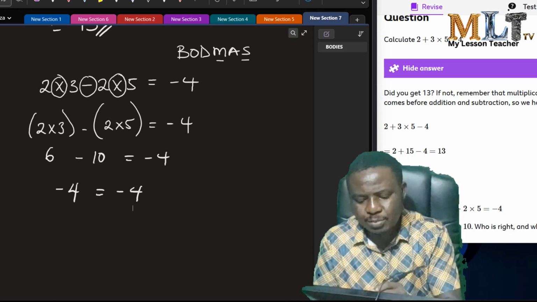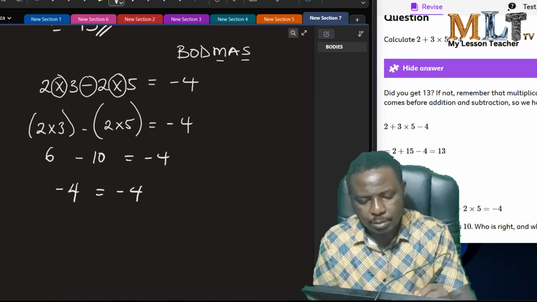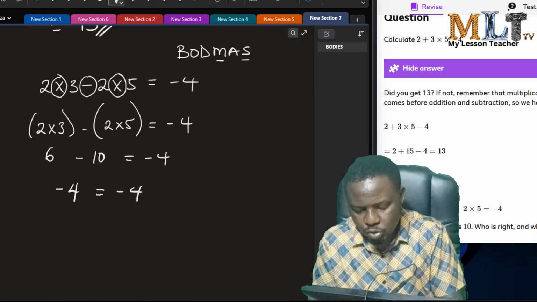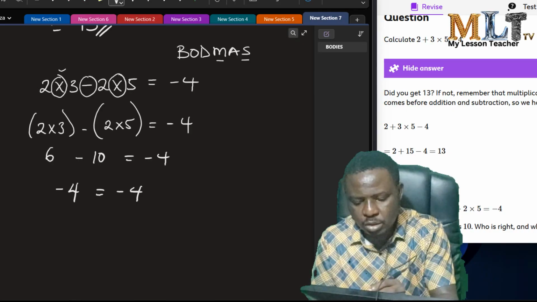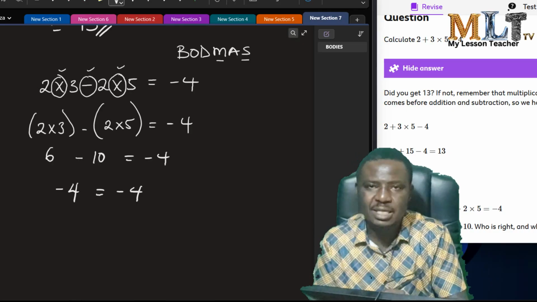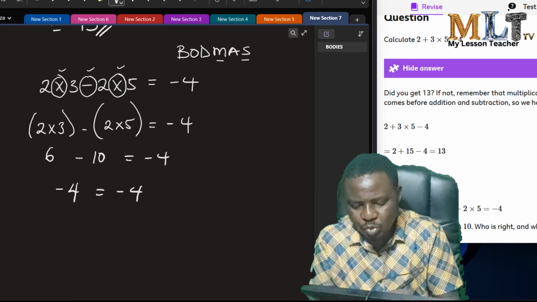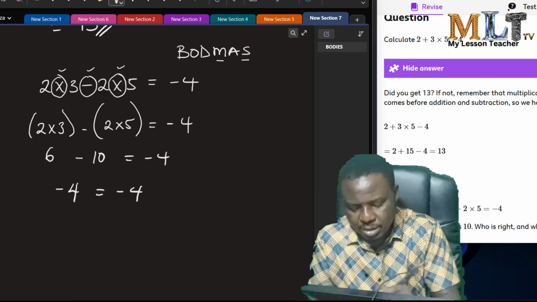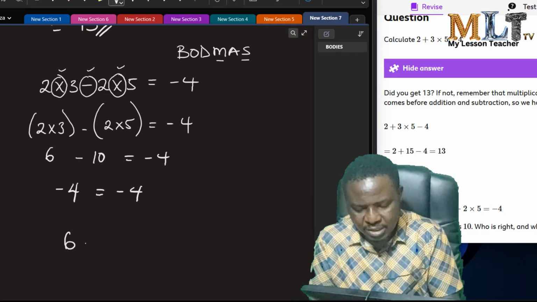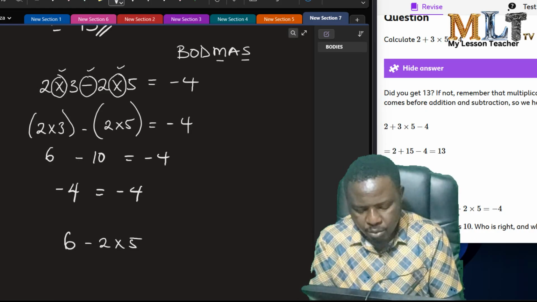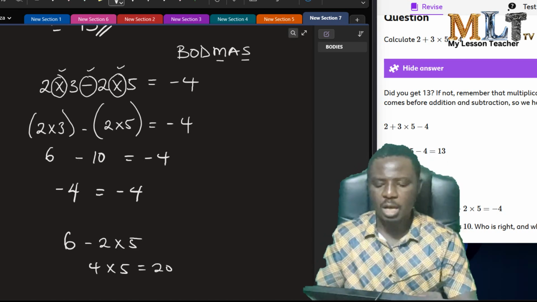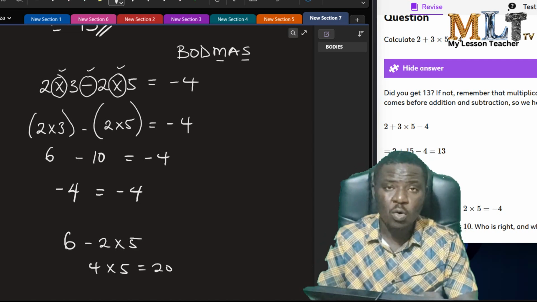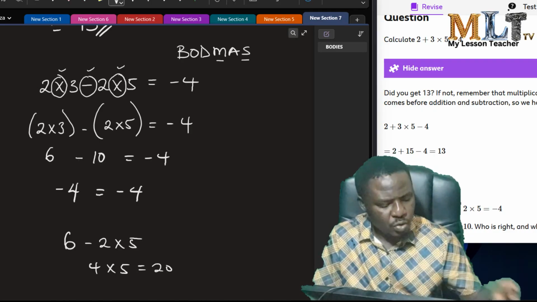Okay, so it's possible that what Steve did was to follow the operations as they appear. Let's see if that's what he actually did. 2 times 3 is 6. 6 minus 2 times 5. 6 minus 2 will give you 4, and 4 times 5 is 20. So definitely Steve is wrong, while Paula is correct.